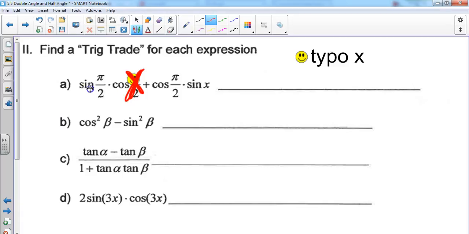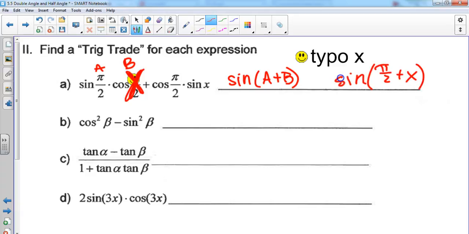Can you find something with a sine, cosine, plus cosine, sine on your sheet? What does it say on your sheet first? Where does it say sine times cosine plus cosine times sine? Everybody find it? Sine A plus B. So this is our A and this is our B. So the answer is sine of pi over 2 plus x.